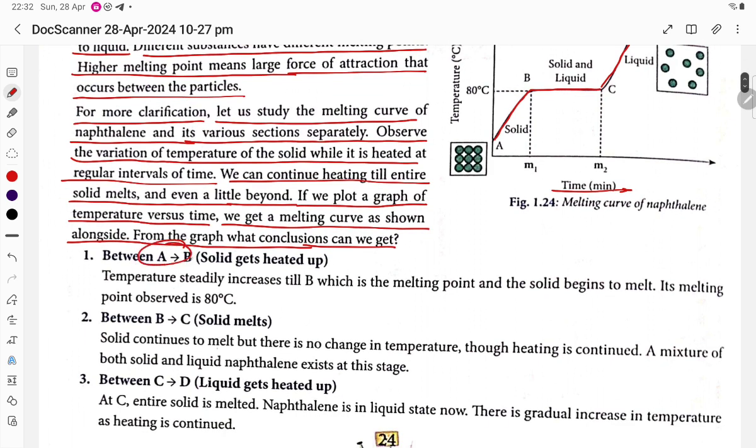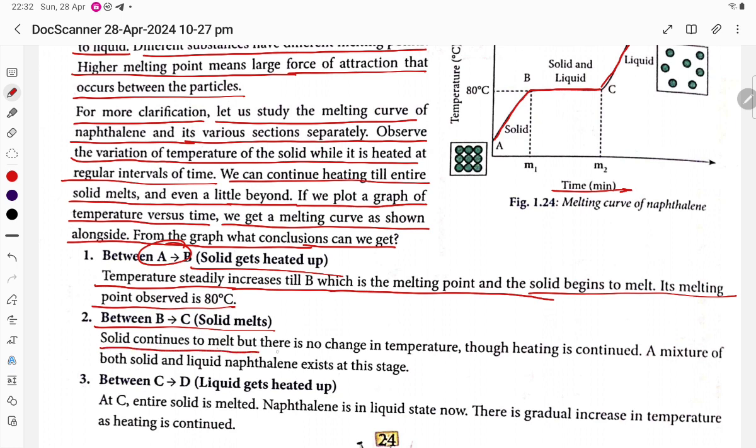A to B, the solid is heated up. The temperature steadily increases till B, which is the melting point, and the solid begins to melt. Its melting point is observed to be 80 degrees C. Between B and C, the solid continues to melt, but there is no change in temperature though the heating continues. A mixture of both solid and liquid naphthalene exists at this stage.